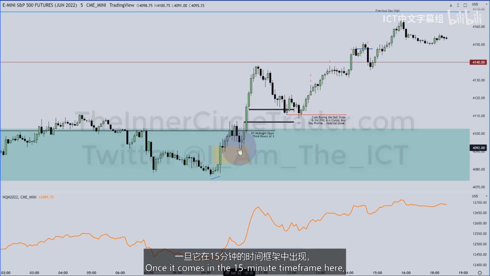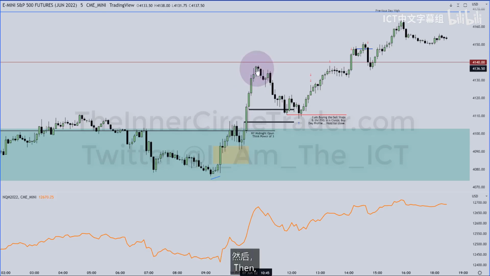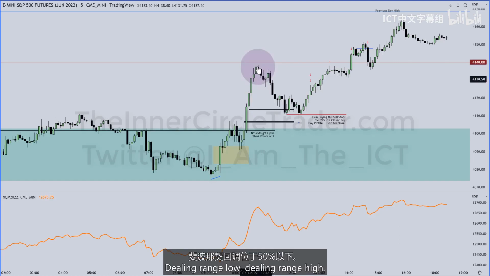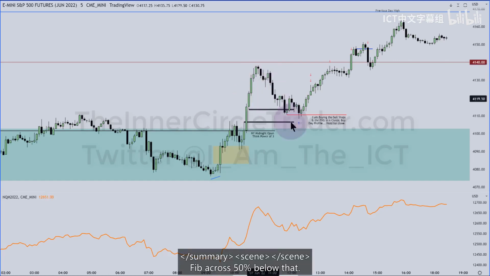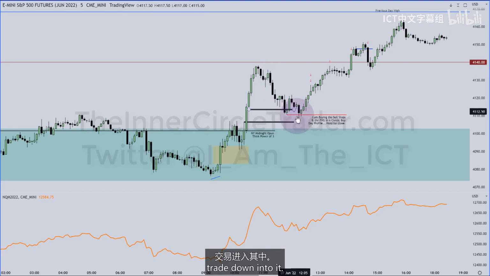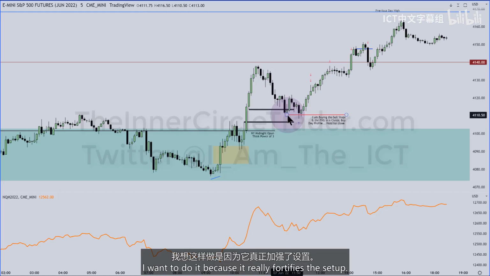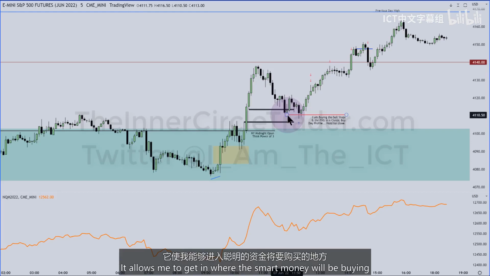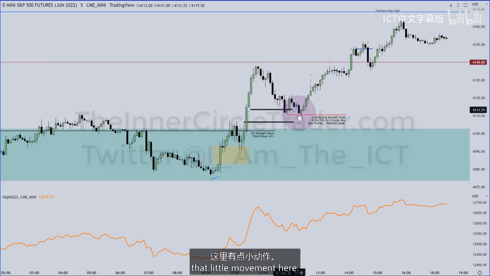Once it comes in the 15-minute time frame here, then it rallies like this, then I'm comfortable knowing what I'm looking for. What is that? Dealing range low, dealing range high, fib across it, 50% below that. Here's the fair value gap, trade down into it. I want to buy sell stops. That's just me. I want to do it because it really fortifies the setup.